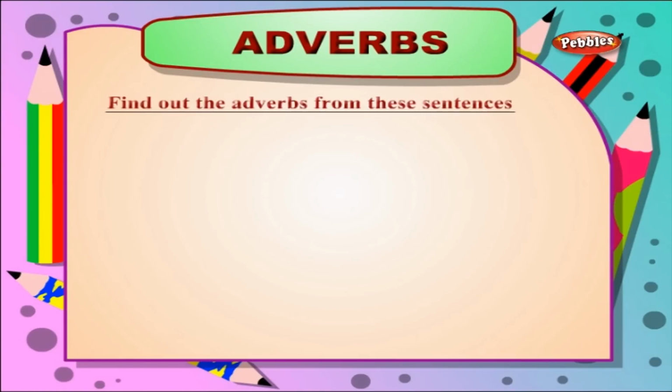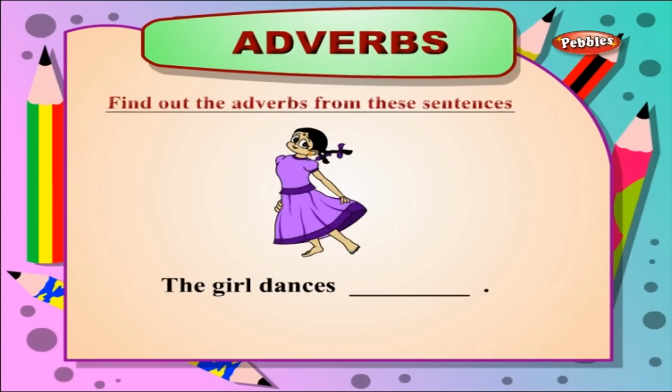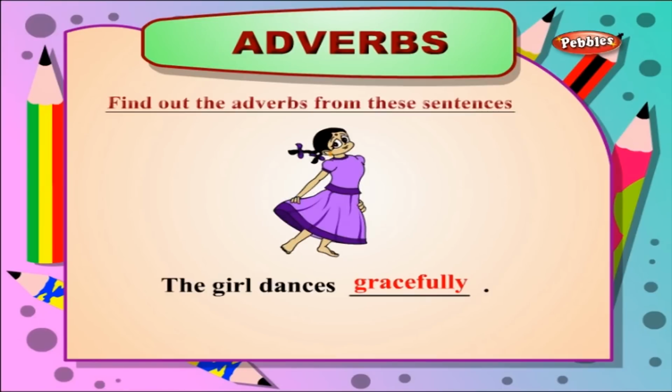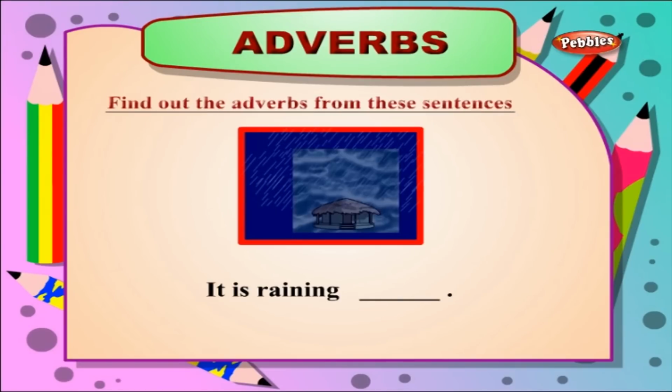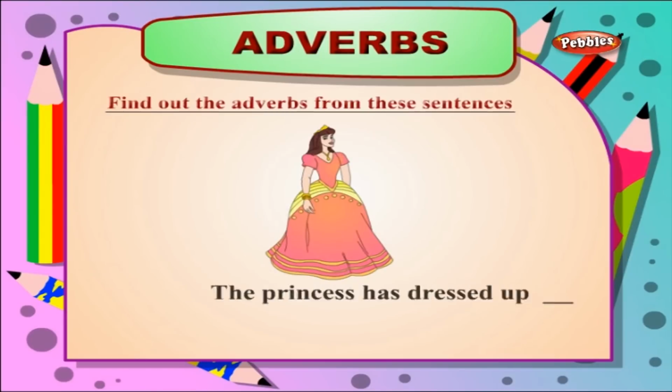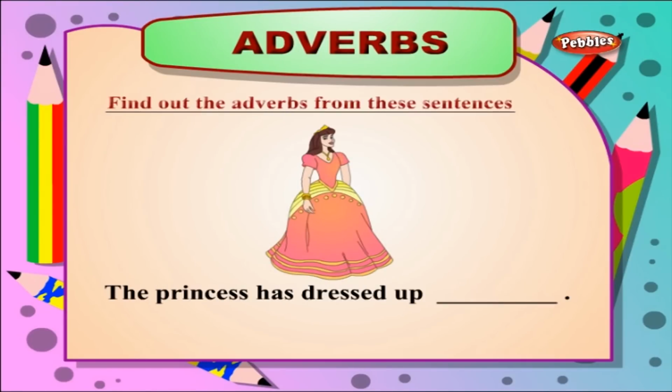Let us find out the adverbs and complete the sentences. The girl dances gracefully. Here, gracefully is the adverb. It is raining heavily. Here, heavily is the adverb. The princess has dressed up beautifully. Here, beautifully is the adverb.